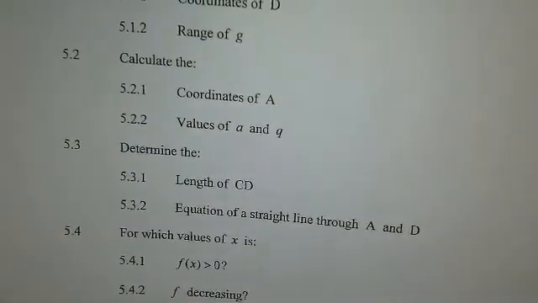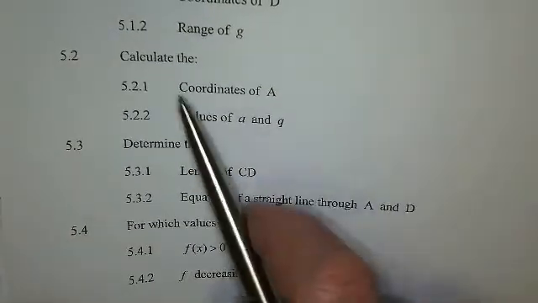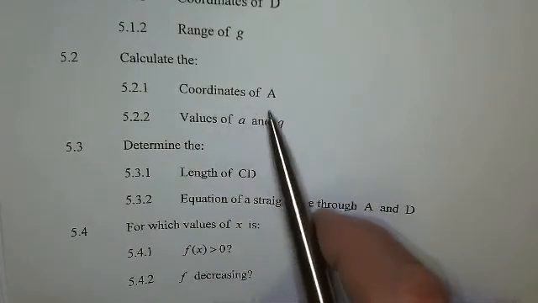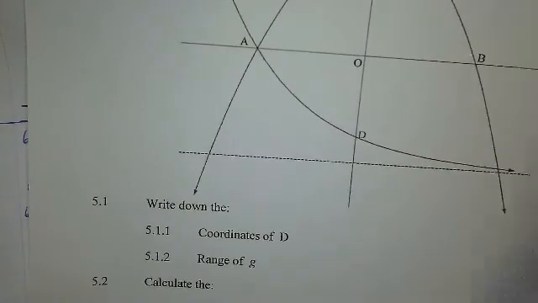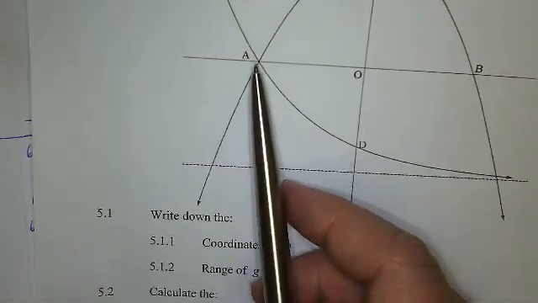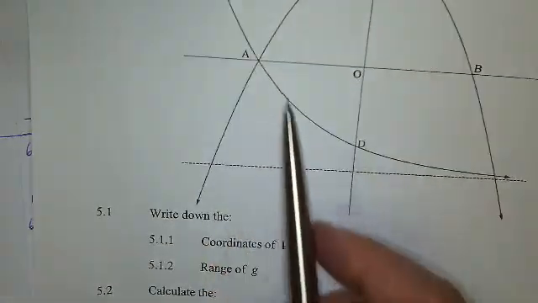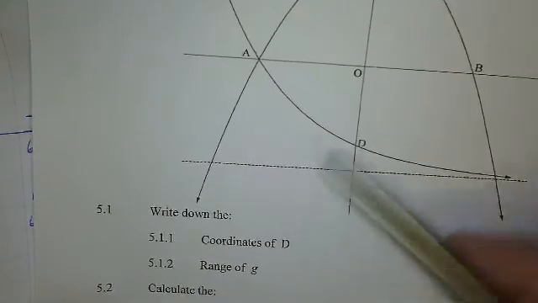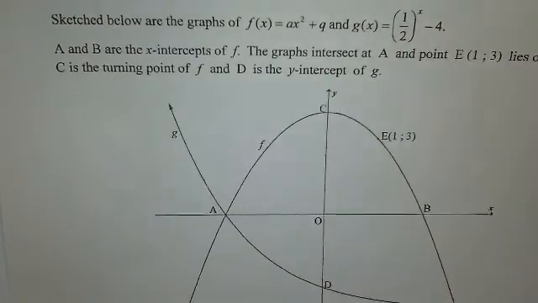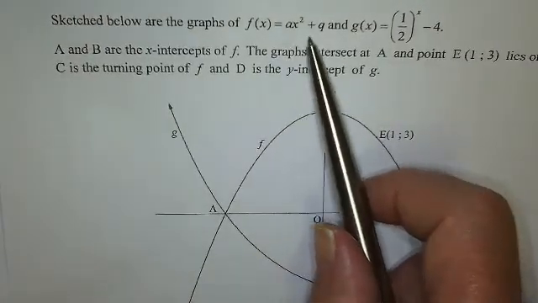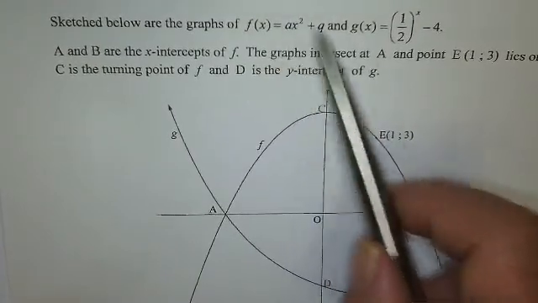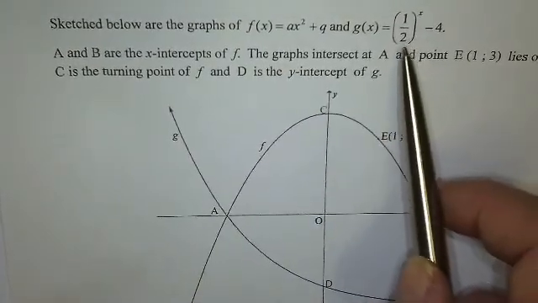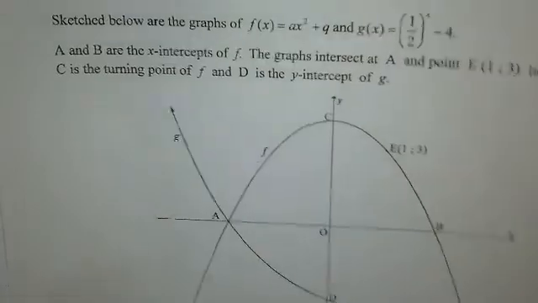If we go to the next question, calculate now the coordinates of point A. Once again, identify where point A will be. A will be the x-intercept of your exponential and the parabola. So if I look at the two equations given, can you see? I don't know what the a and the q are there, so I can't use the parabola. So I must use the exponential graph. Once again, it's the x-intercept.